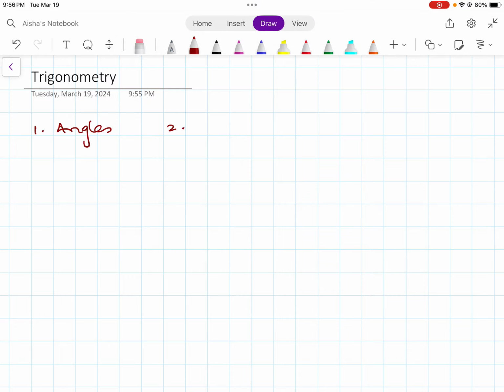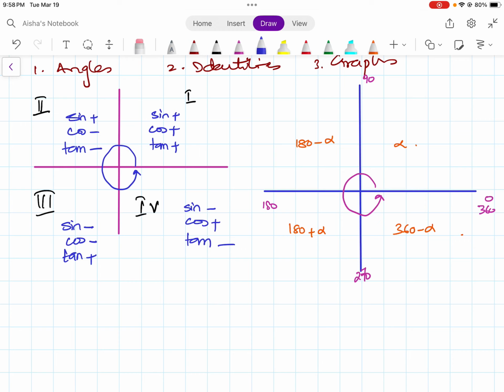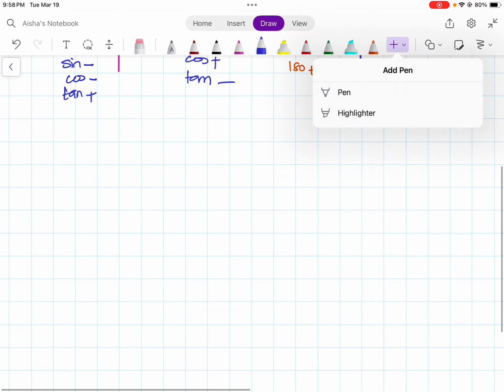Now, what are the formulas in each? In the first rotation: 0, 90, 180, 270, and 360. The formulas are alpha, 180 minus alpha, 180 plus alpha, 360 minus alpha. This is called the first rotation. Let's talk about the second rotation now.